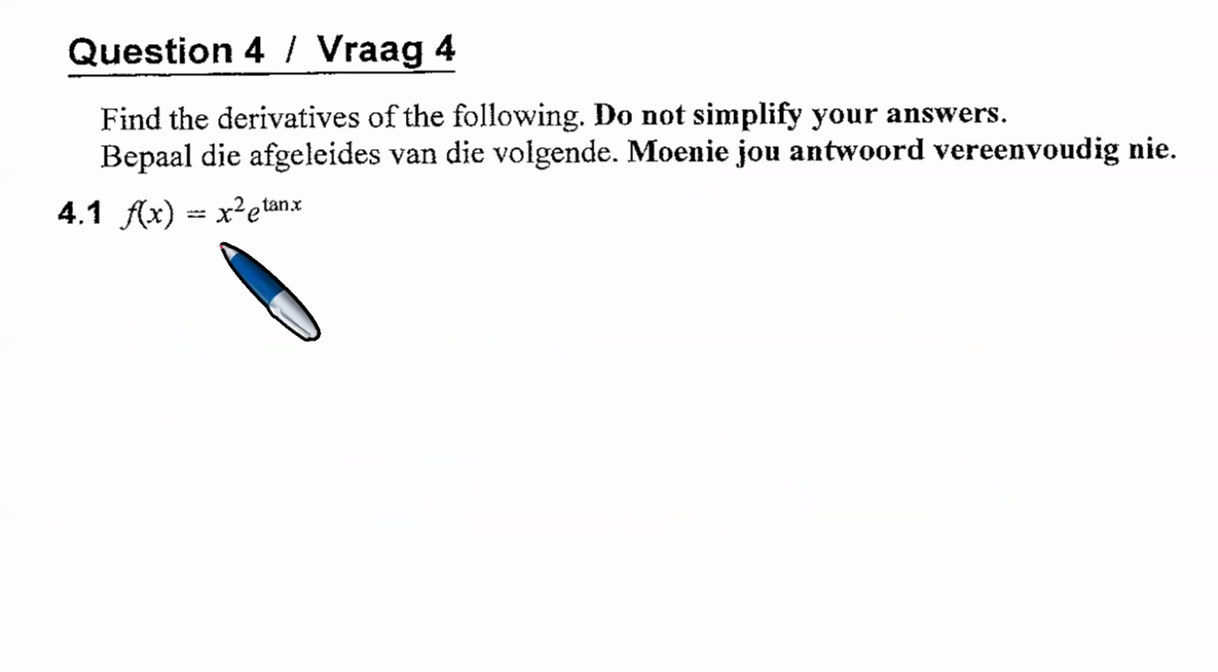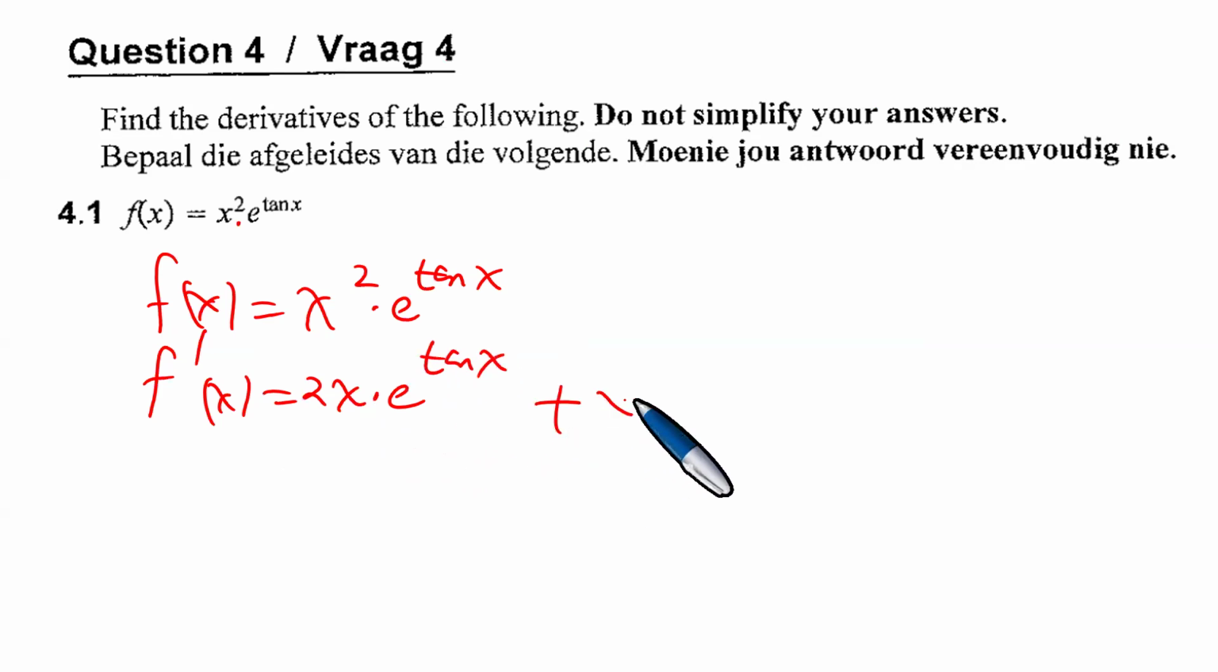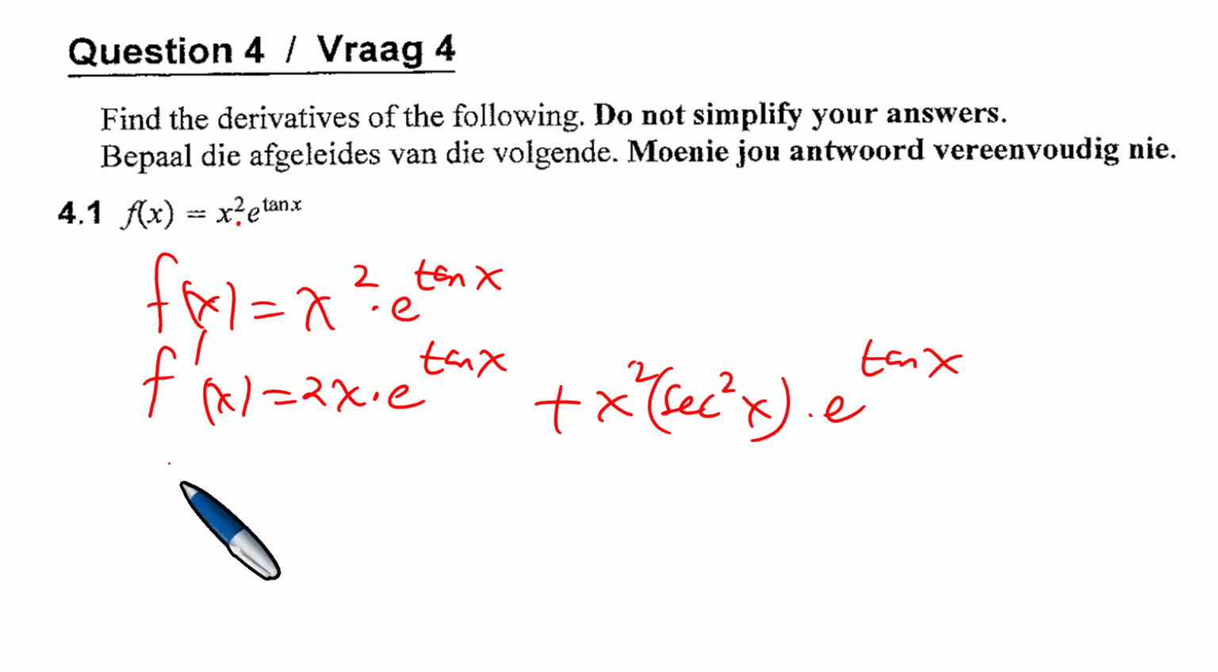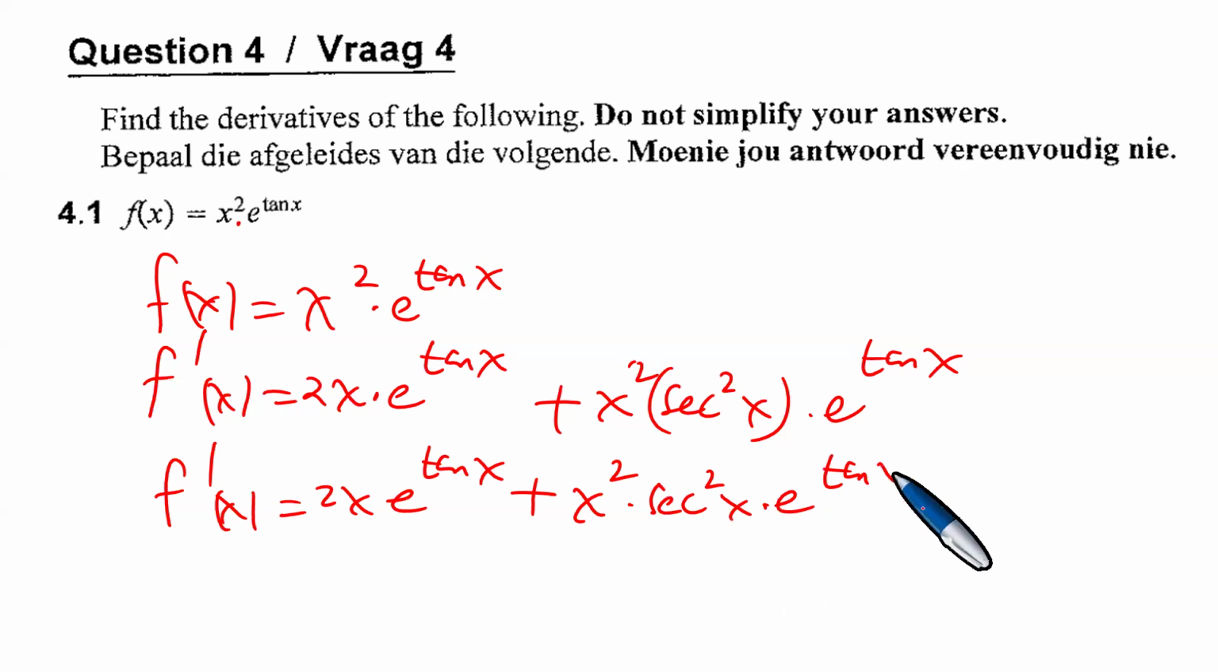Find the derivatives of the following. We have 4.1, which is x squared e to the power 10x. This one obviously being a product, we use the product rule. So f prime of x is the derivative of x squared, which is 2x, times e to the 10x, plus x squared times the derivative of e to the 10x, which is x squared e to the 10x.